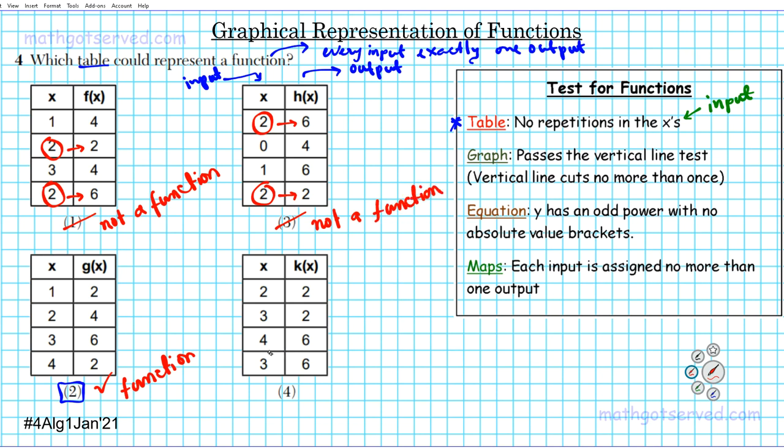Option 4. Let's look at that. There's only 1, 2, 3. Uh-oh, there are two 3's. 3 is going to 2, and 3 is going to 6. What is that? That's not a function. A function assigns every input exactly one output. So option 4 is not a function. All right? So we can see for a certainty that the answer is option number 2.